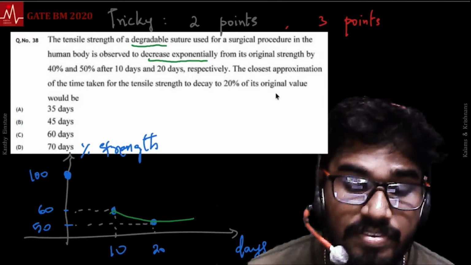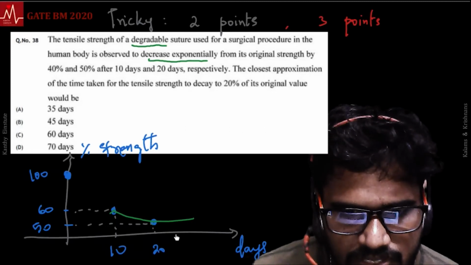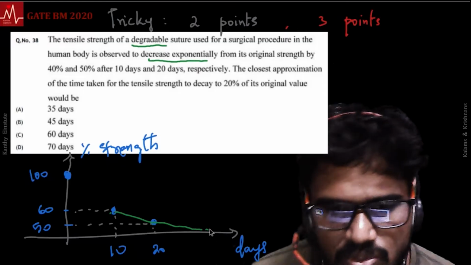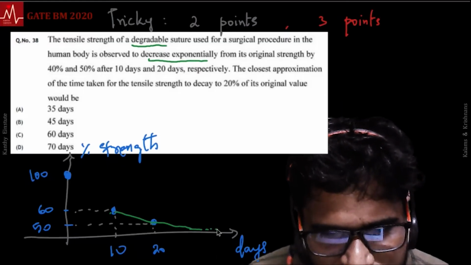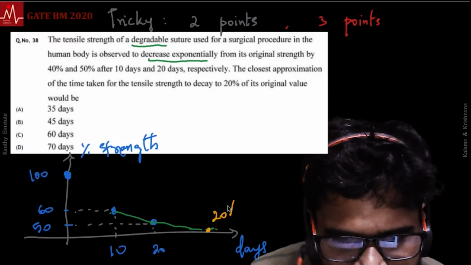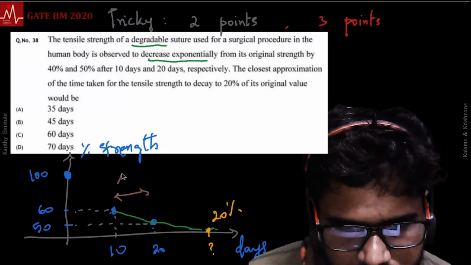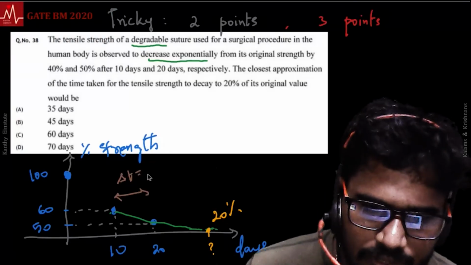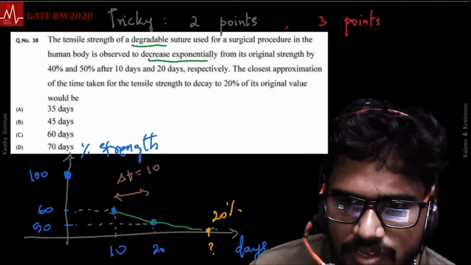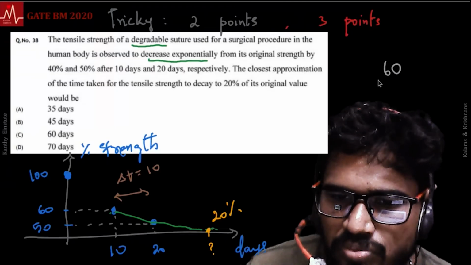So coming back to this, what they are asking for is: when does it become 20% of the original value? This exponential drops, getting slower and slower toward 0. How long does it take to become 20%? Very quickly, notice the change here: at 10 days we have 60, and after some more time, it became a fraction of it, 50.